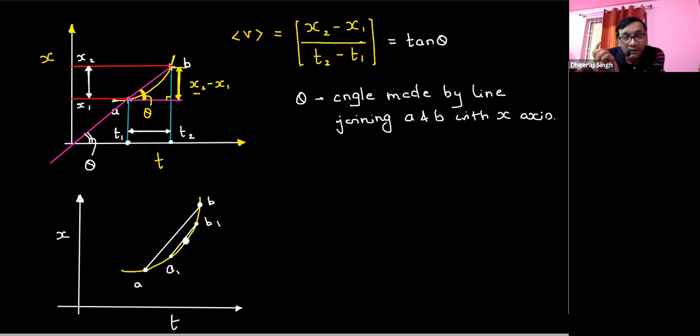Now, if A1 and B1 come very, very close to that point, can I say that the average velocity between A1 and B1 is actually the instantaneous velocity at that point? Can I say that? If A1 and B1 come very close to this point, capital A, then the average velocity between A1 and B1 is the instantaneous velocity of that point. All of you understand? Pranav, what I'm asking you, just answer that first. Everybody understand?